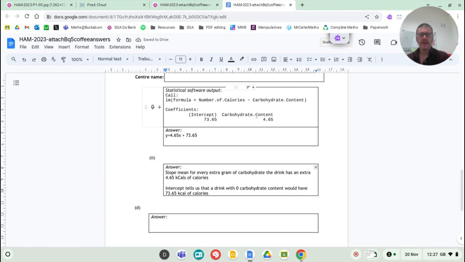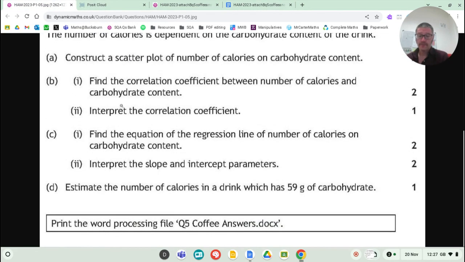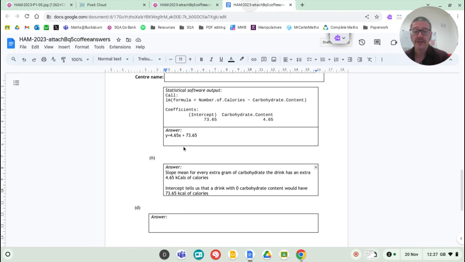So your slope is basically telling you how much your line increases for every increment you go across. The intercept is basically telling us what we would have if our x value was set to 0. Right, question D. Estimate the number of calories in which a drink has 59 grams of carbohydrate.